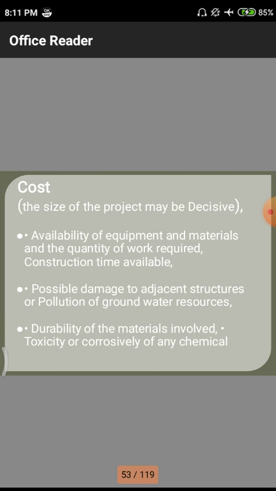Next one we are having is that the size of the project may be decisive. If the project size is very low, suitable for 1 or 2 acres or 1 or 2 hectares, that means it is a small scale project and we need to use less work. If the project covers tens or hundreds of acres, then we need to take a huge amount of preventive measures and other socio-economic conditions for that project.